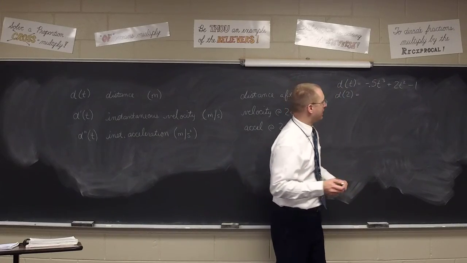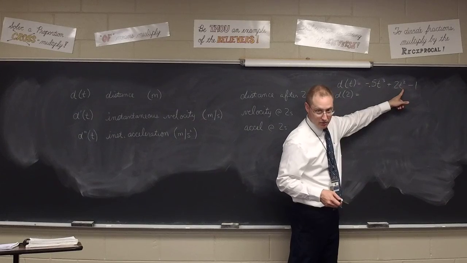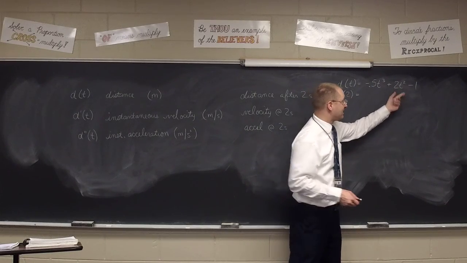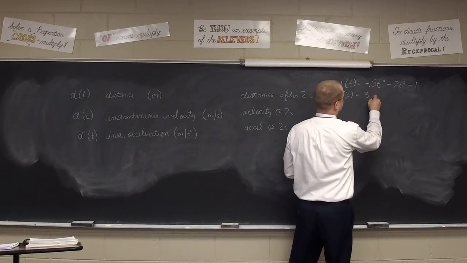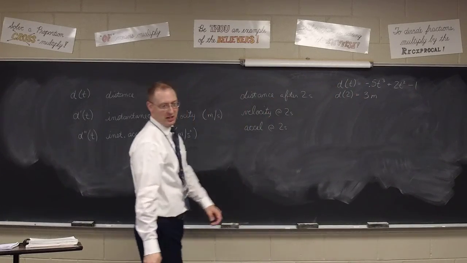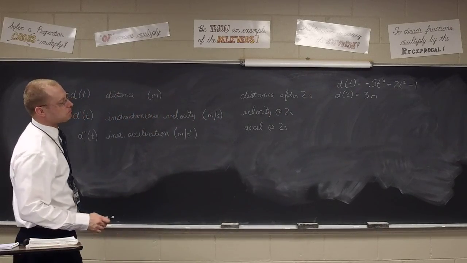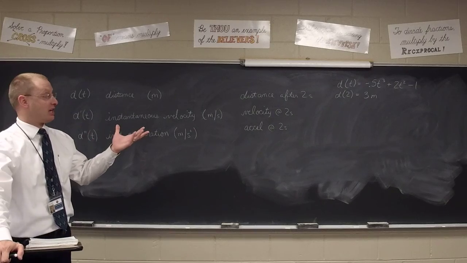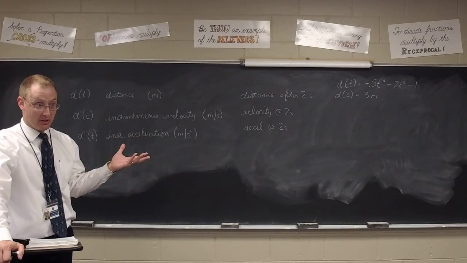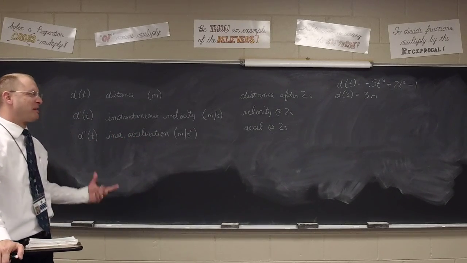Keep that number in your mind. 2 squared is 4, times 2. So we have an 8, and we have a negative 5. 3 meters. So I should have had 3 meters for our answer there. Be careful with the calculator. In this case, it almost feels like it's easier without the calculator, doesn't it? Just kind of keeping track of it.